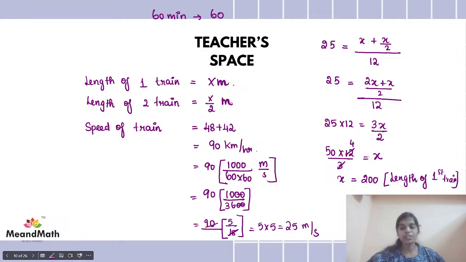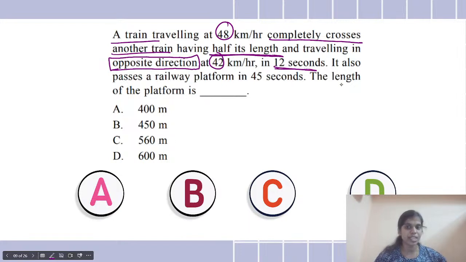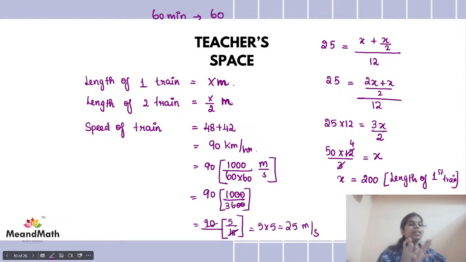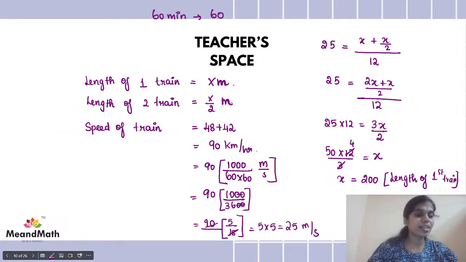But now our question is not about the length of the train. We need the length of the platform. Before moving to the platform, is it clear how we are calculating the length of the train?